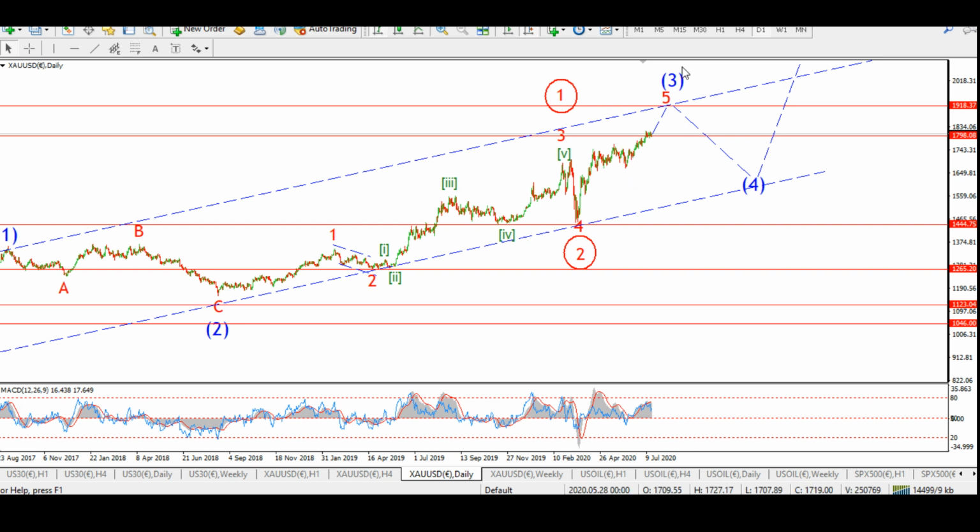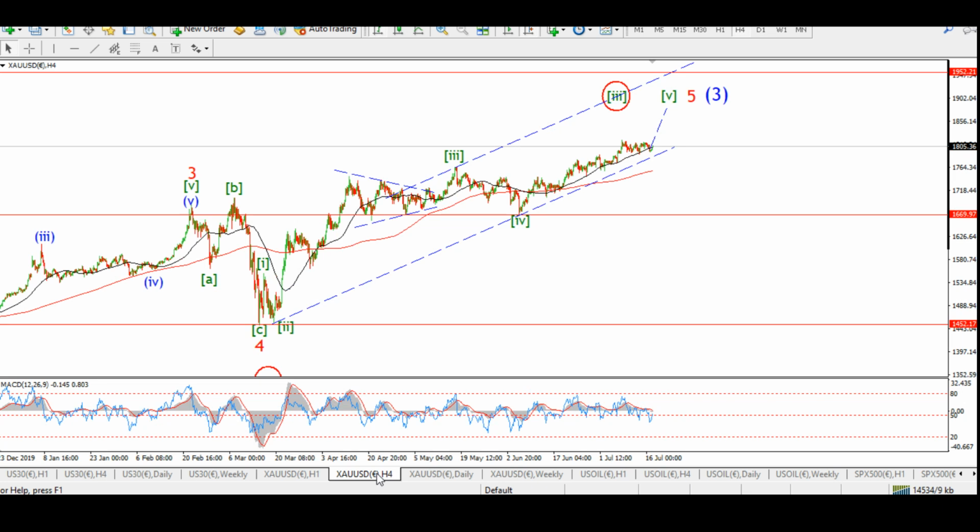I know we're closer to a top than a significant low right now, but I don't think this fifth wave here is complete yet, and by extension, that third wave isn't complete yet.